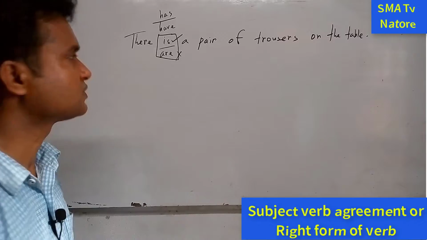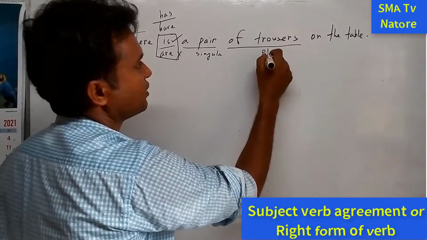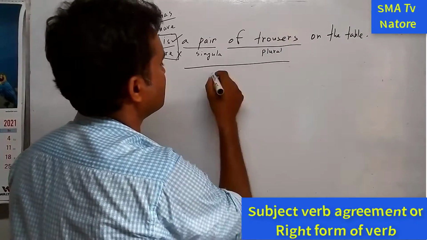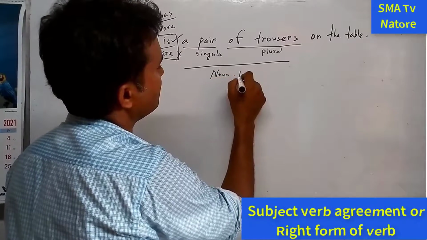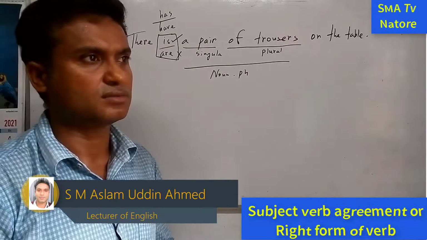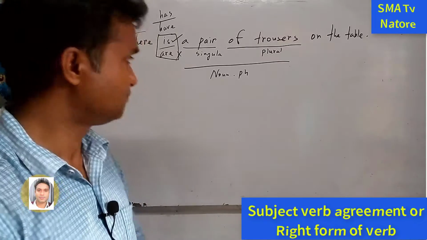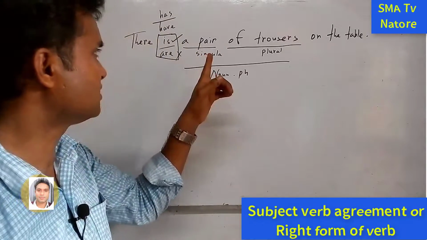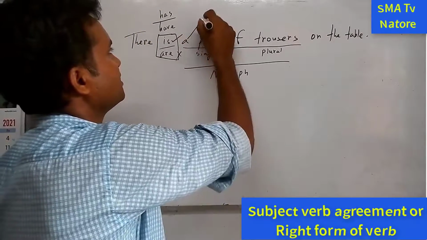But why? Do you know? The pair is singular, of trousers is plural. But this part is a noun phrase, and this part is a pair. For example, we have two hands and we have two pens. So trousers, that is a couple of trousers. So here a pair, that is one pair. For this reason, this one is indicating the singular.